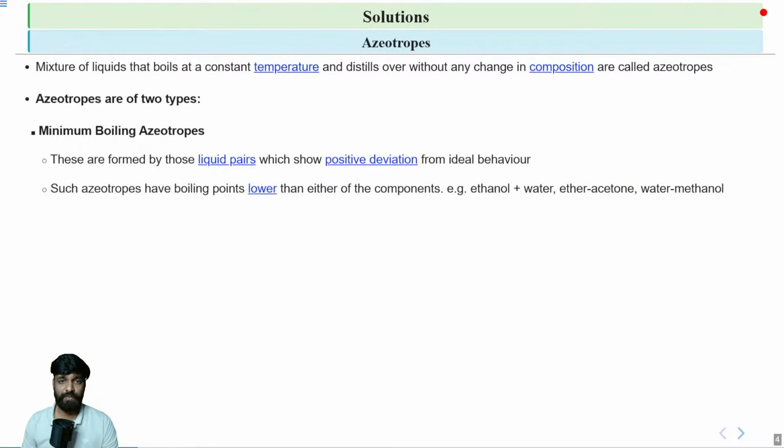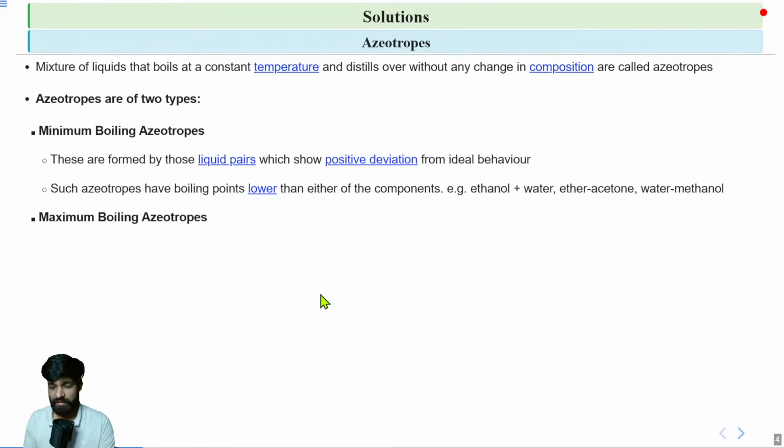What are the examples of positive deviations which come under minimum boiling azeotropes? First one is ethanol plus water, then we have ether plus acetone and water plus methanol. So these are some examples of minimum boiling azeotropes.